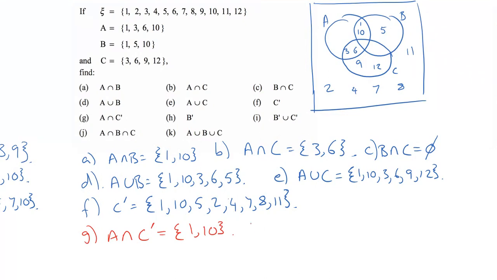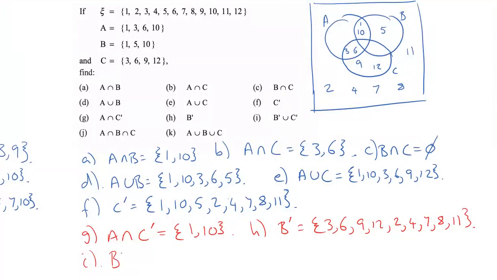Let's think about H. H is B dash, so that means the elements that are not in B. Well, in no particular order, we've got 3, 6, 9, 12, and we've got 2, 4, 7, 8, and 11 there. Okay. Right, moving on. Let's think about I.